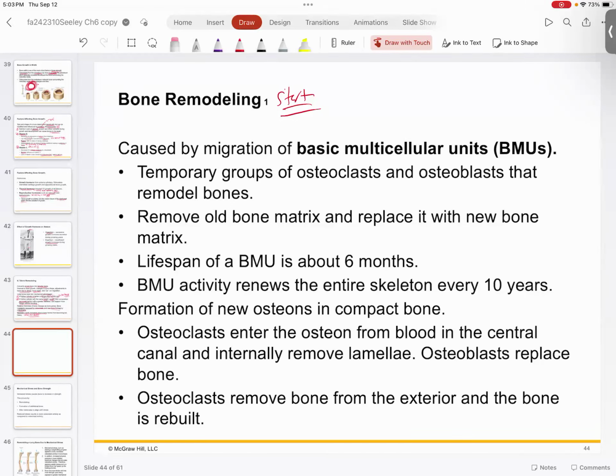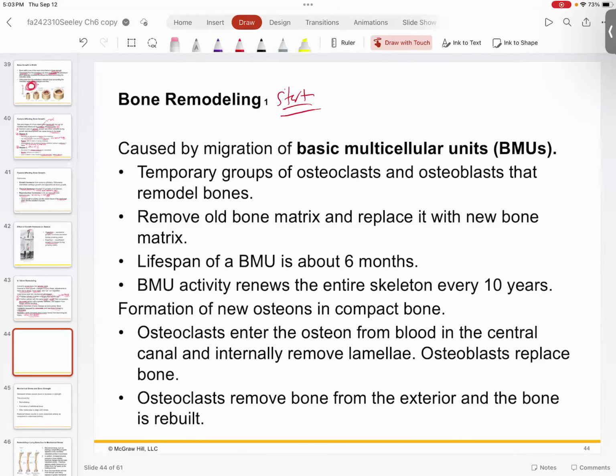The first thing you do with bone remodeling is remove the old bony matrix, and that's the osteoclasts' job. They tear it apart, and then the osteoblasts come in behind them and lay down and replace it with new bony matrix. This time around, instead of laying it down as woven bone, you're going to lay it down as lamellar bone. These little traveling troops of cells will hang around for about 6 months or so.